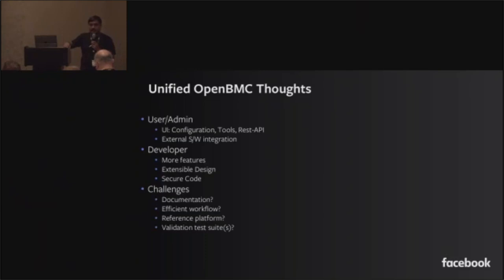And the last one is having some kind of validation test suite. Whenever we change something, some major or core feature, if we can have a pre-existing validation test suite that runs on the new change before it gets approved and pushed into the code base, that will be great. These are all challenges we need to work through as we move towards a unified BMC as one source repo. That's it. Thanks. Any questions?